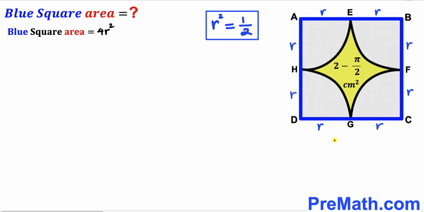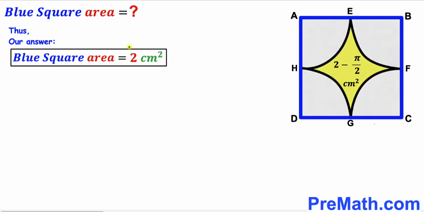And here's our final step. Now we are going to calculate the area of this blue square ABCD. Let's focus on this equation. We know that the blue square area is 4 times r square, and our r square value is 1 divided by 2. So I'm going to substitute that value over here and write down 4 times 1 divided by 2. If we multiply and simplify the right hand side, that is going to give us 2 centimeter square, the area of this blue square. So thus the area of this blue square ABCD turns out to be 2 centimeter square, and that's our final answer.